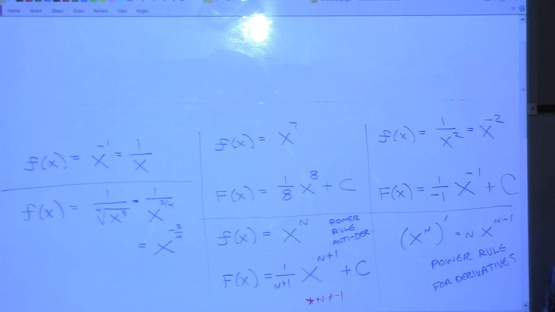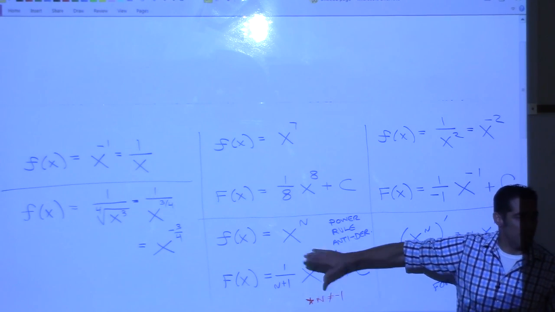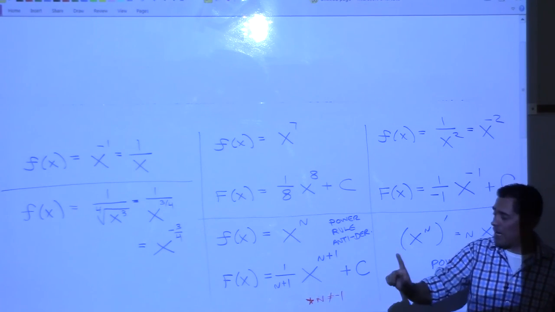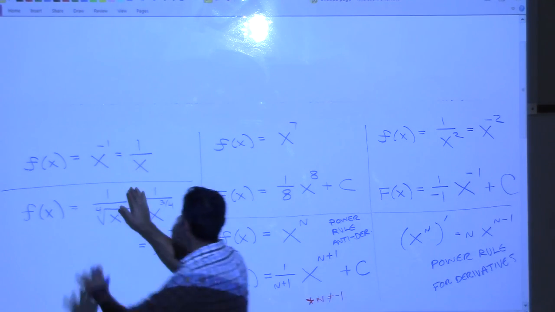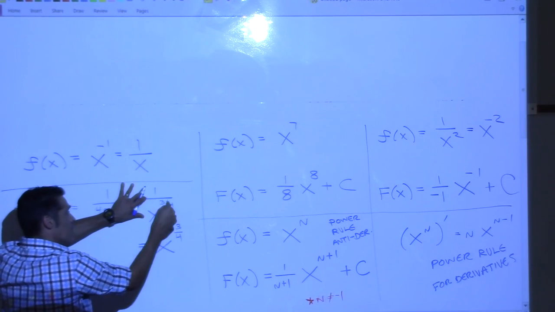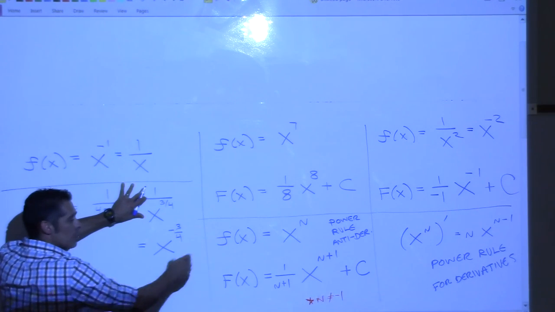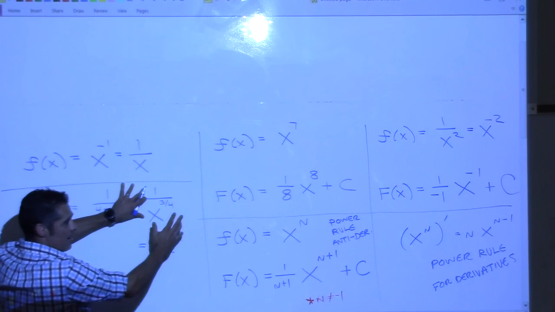Now we can use the power rule. But the important thing is you have to first make it look like x to a power. You can't leave it like this. You have to convert it to x to a power before you use the power rule. It can't be 1 over x to a power. It has to be x to a power.